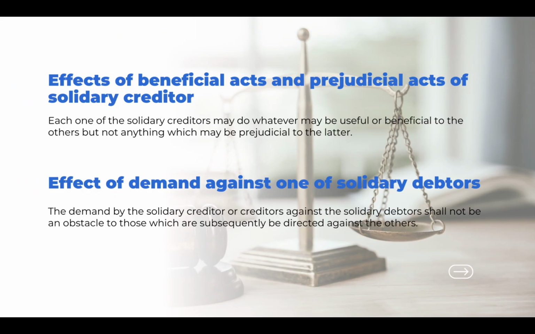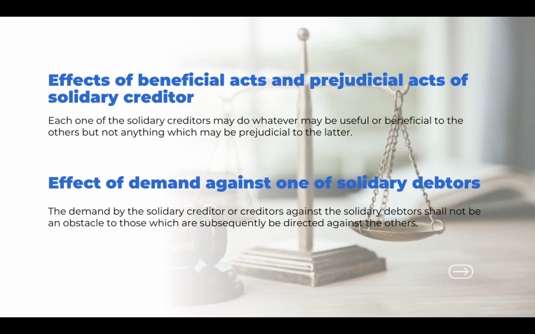Effects of beneficial acts and prejudicial acts of solidary creditor. Each one of the solidary creditors may do whatever may be useful or beneficial to the others, but not anything which may be prejudicial. So, pwede basta useful and beneficial, pwedeng gawin ng solidary creditor. Pero pag prejudicial, pag yung nakakasama sa kanyang kapwa, then it's not. Okay? Kailangan magandang may dudulot.